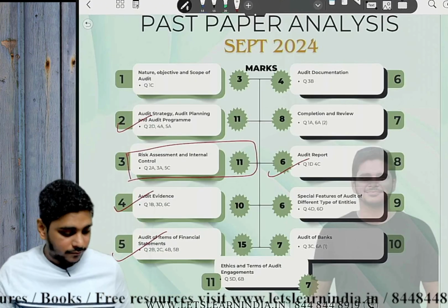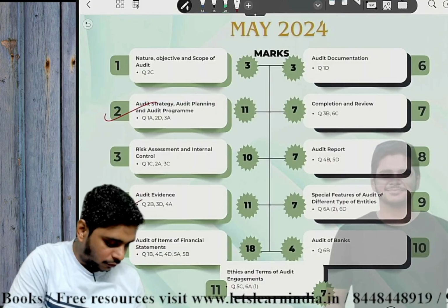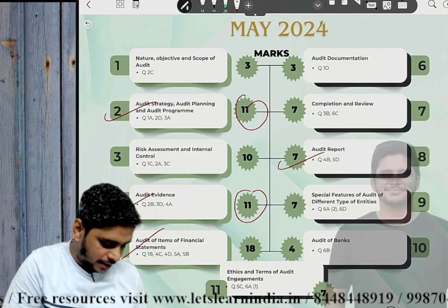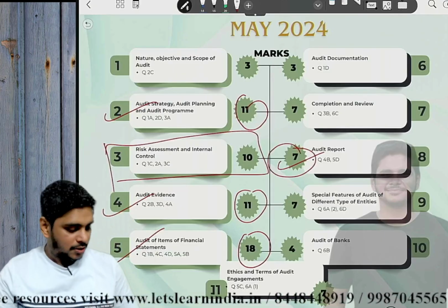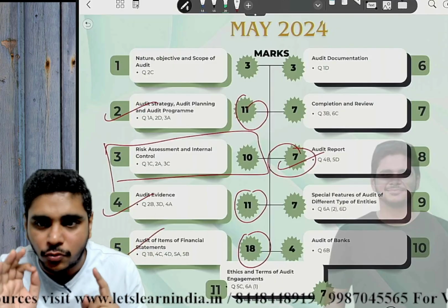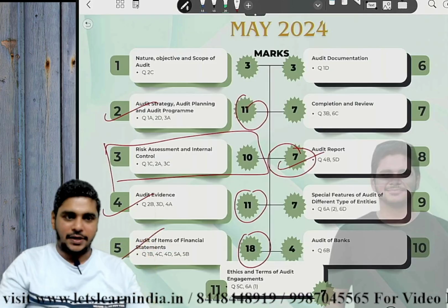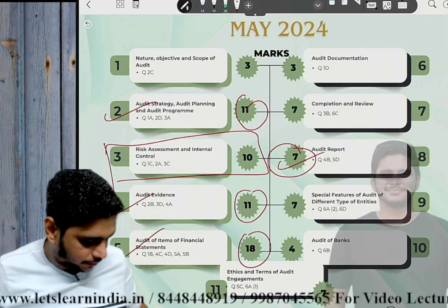September 24. Now, if we talk about May 24, again 2, 4, 5, chapter number 8: 11 marks, 18 marks and 7 marks. And chapter number 3, 10 marks. So I would say 2, 3, 4, 5, 8. Please note it down somewhere if you have any book or a pen or a mobile. 2, 3, 4, 5, 8 are the most crucial chapters which will cover approximately 50% of your paper.